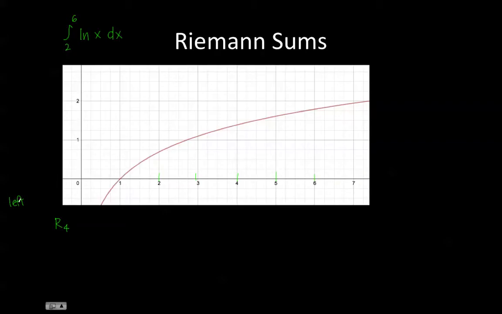Since I'm choosing the left Riemann sum, each of my sample points is going to be the leftmost x value for that increment. So my rectangles look something like this. For my left Riemann sum, I'm going to add the area of each of these rectangles.